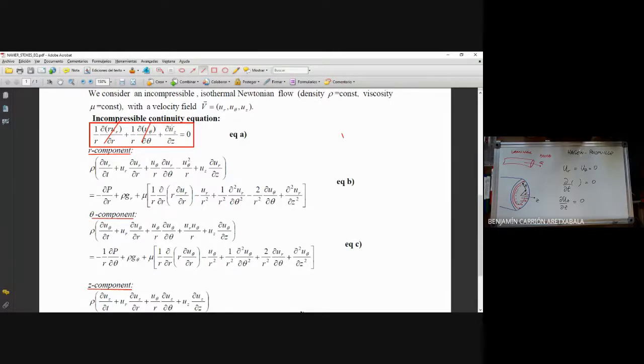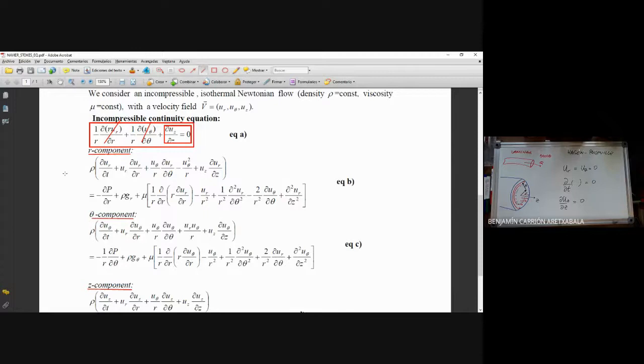So from the continuity equation, we only get this bit. For the continuity equation, we get this bit only. Okay, let's look at the radial component.